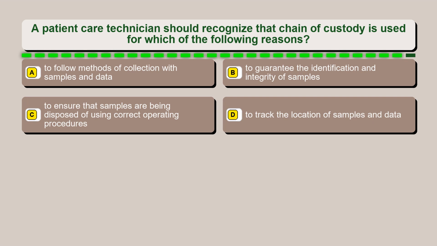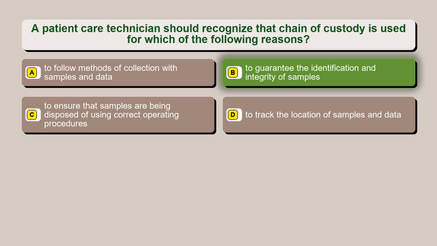Question 24. A patient care technician should recognize that chain of custody is used for which of the following reasons? Option A. To follow methods of collection with samples and data. Option B. To guarantee the identification and integrity of samples. Option C. To ensure that samples are being disposed of using correct operating procedures. Option D. To track the location of samples and data.